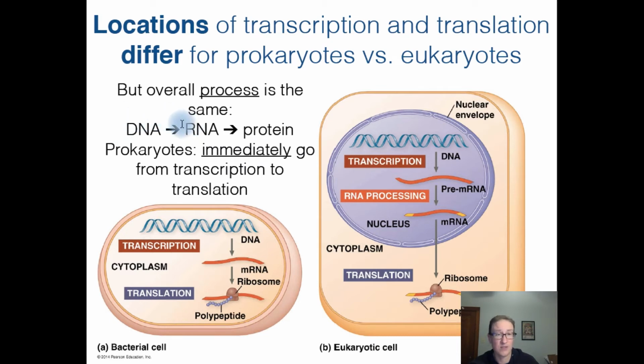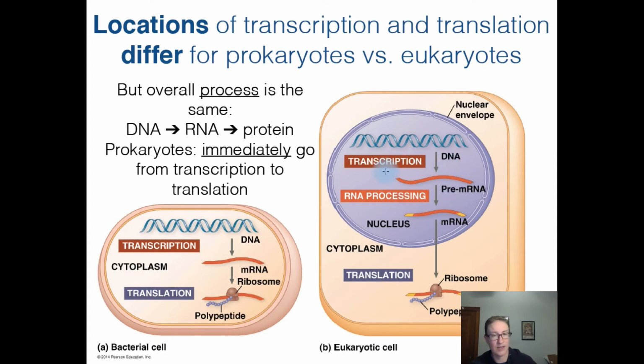That's the process of transcription, and then go from RNA to the production of protein. In prokaryotes, the DNA is loose in the cytoplasm, and so all these processes happen in the same space. Prokaryotic organisms will immediately go from transcription to translation, and all of that happens in the cytoplasm.